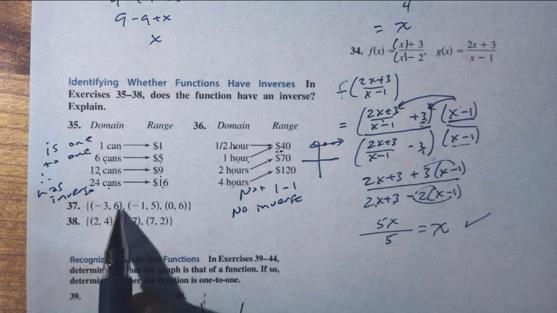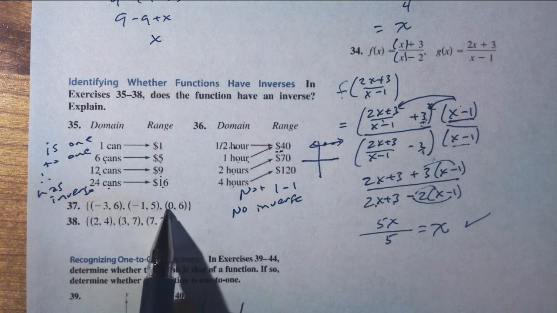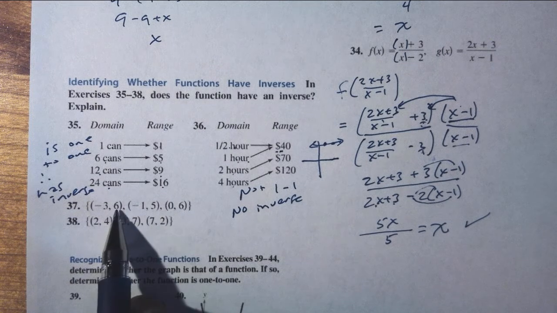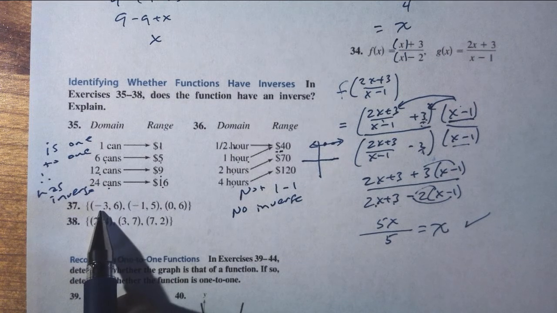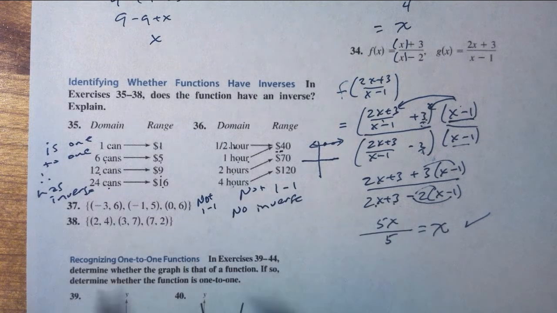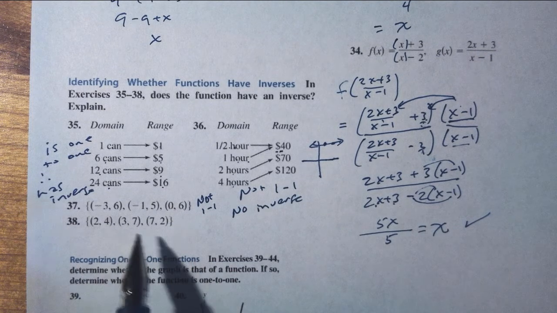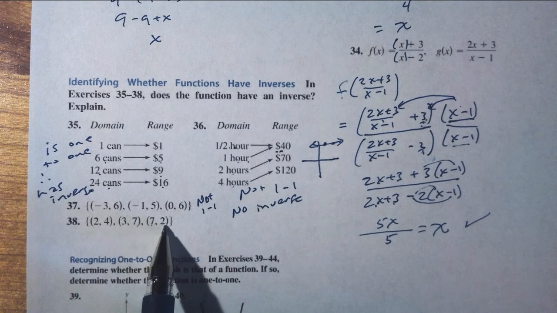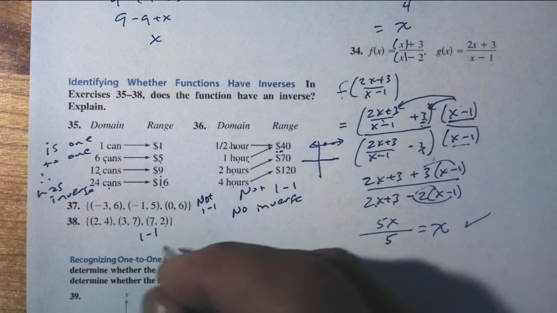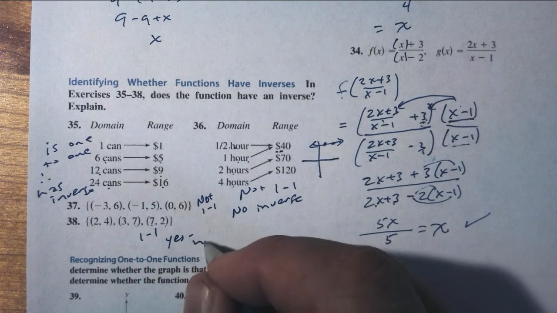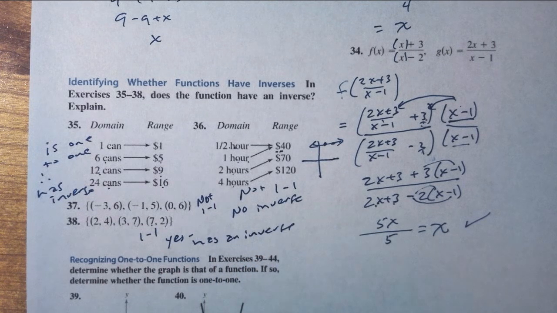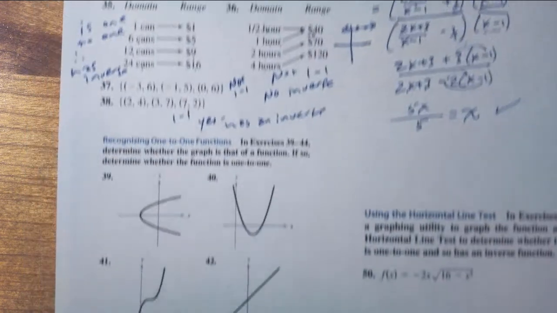Okay, -3's become 6 all the time, -1's become 5, 0's become 6's, but if I work that backwards, 6's want to become 0 some of the time, and -3 some of the time. So, not 1 to 1, no inverse. 2's become 4's, 3's become 7's, 7's become 2's. Work it backwards. 2's become 7's, 7's become 3's, 4's become 2's. 1 to 1, yes, it has an inverse. X's become Y's. Keep that in mind all the time.